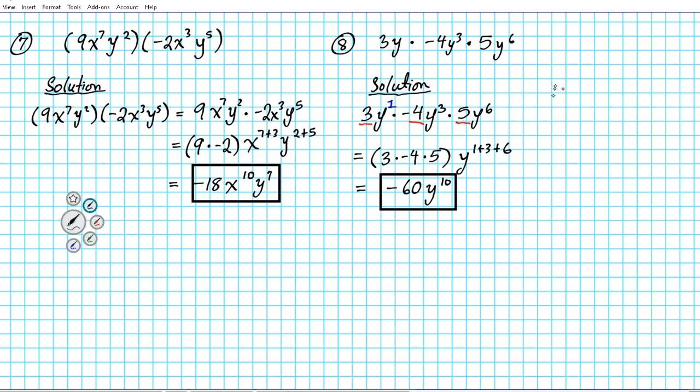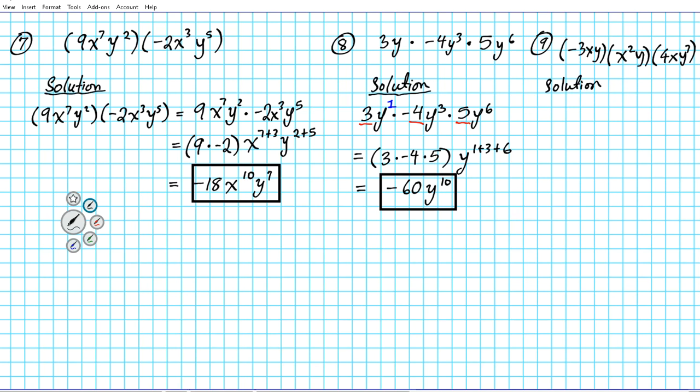Alrighty, let's take a look at question number 9. So for question 9, let's say we were multiplying quantity negative 3xy times quantity x squared y times quantity 4x y to the 7th. Okay? Alright, let's go ahead and do that.